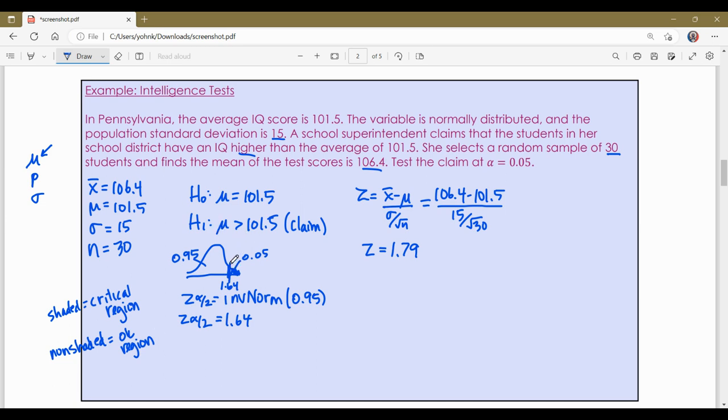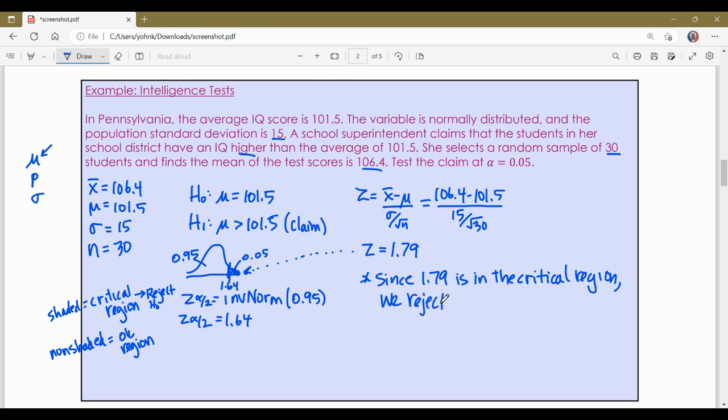So when I have a cutoff, a critical value of 1.64, and then I take a look at my test statistic, that test statistic is going to be in the shaded region. Since it's in the shaded region, that's the critical region. When it's in the shaded region, I'm going to reject the null hypothesis. So, since 1.79 is in the critical region, we are going to reject the null hypothesis. We reject the null, the H sub 0.